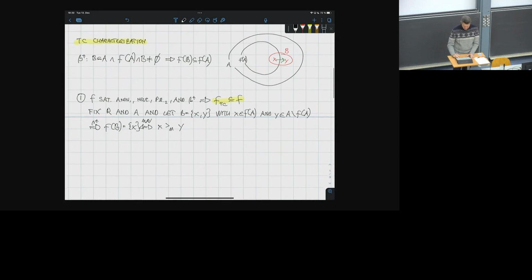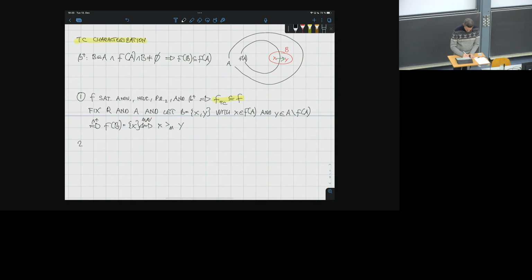Okay, so I just leave it here. You can still read it if you need to read it again, and I will continue proving the second part. And the second part is just that FTC satisfies all of these conditions here. So that's the part where I said you have to be careful not to forget this.